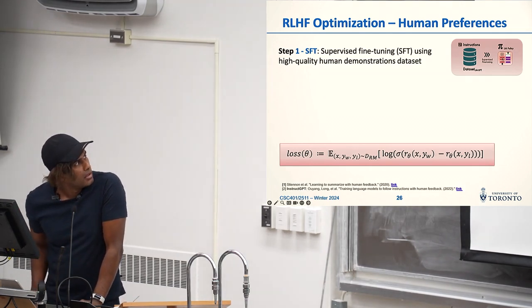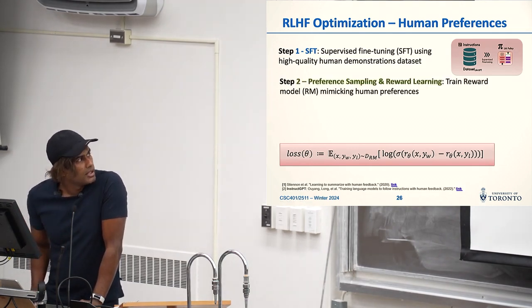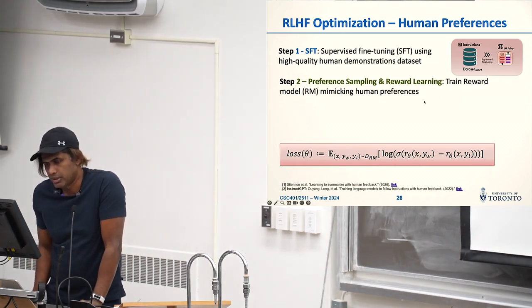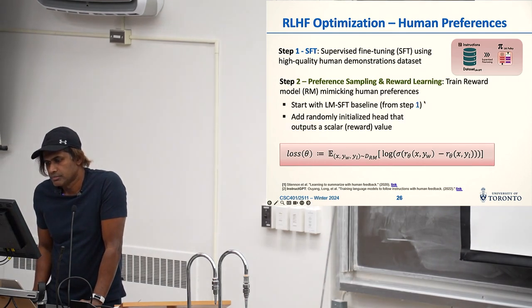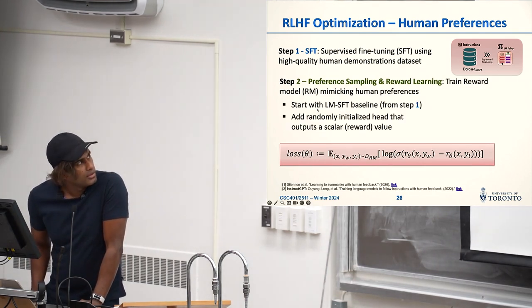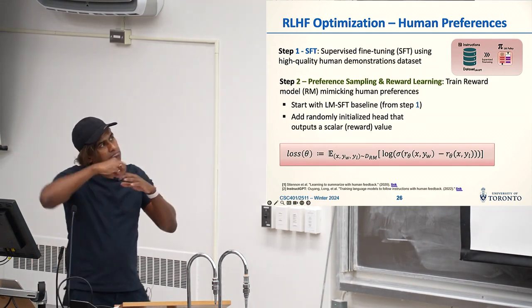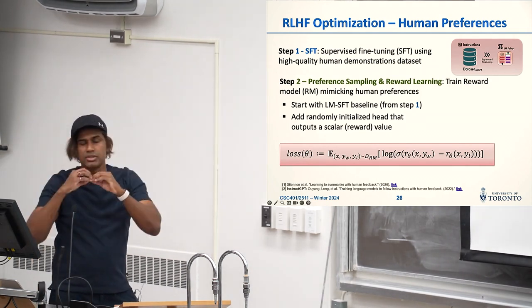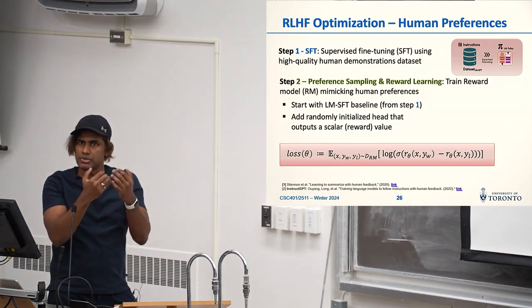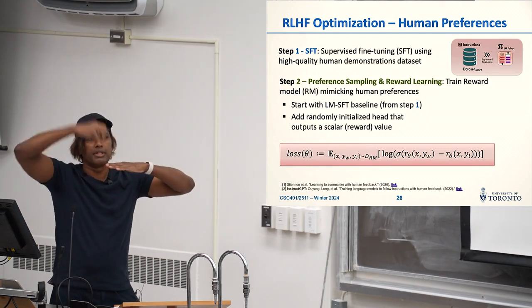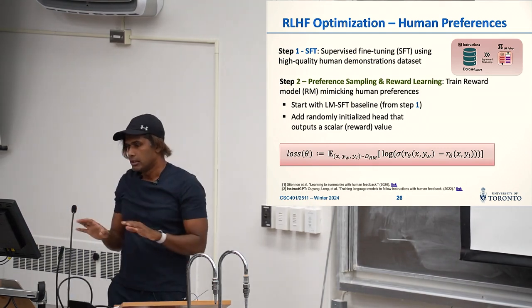Okay. The second step is preference sampling and reward learning. We train the reward model mimicking human preferences. We can initialize our reward model with our step 1 SFT as a baseline. And then we add a head on top of our output layer that just outputs a scalar value, which is our reward, okay? Everyone understands this? Take the base model and then just add a layer on top of it that outputs a reward. And now we're going to train it.